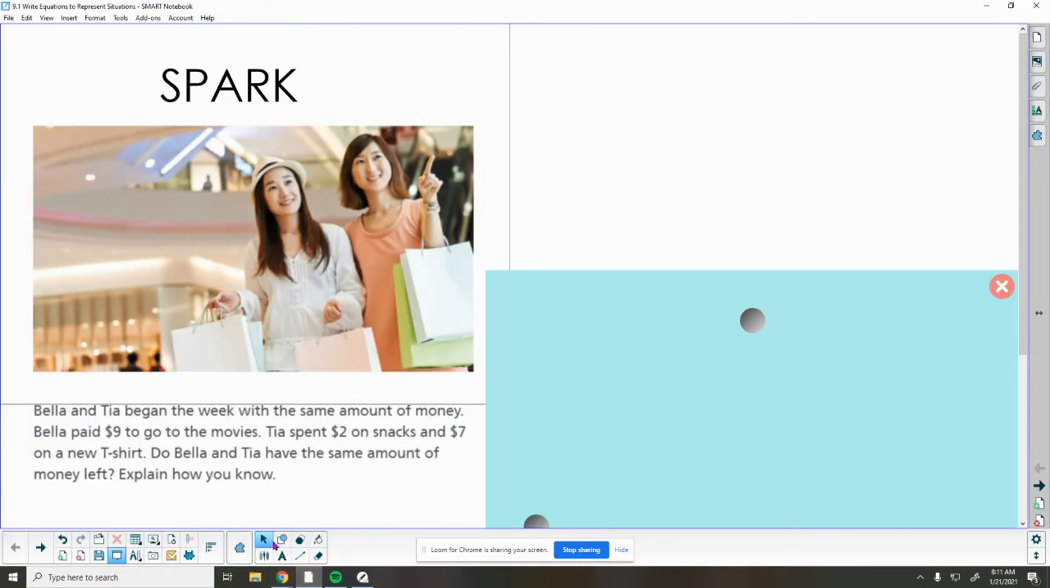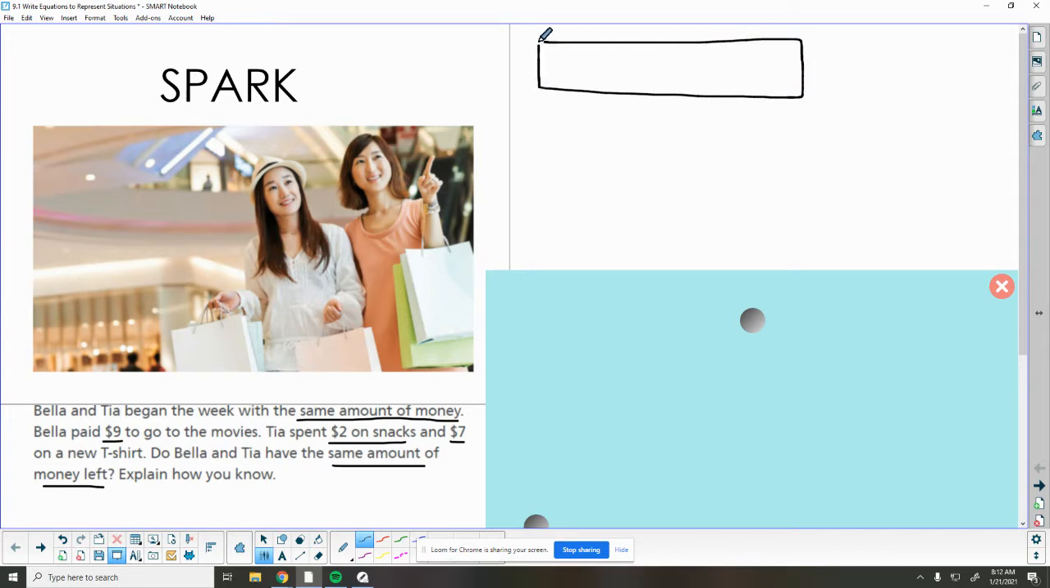So Bella and Tia started the week with the same amount of money. So that's important to know. They started with the same. Bella paid $9 to go to the movies. Tia spent $2 on snacks and $7 on a new shirt. Do Bella and Tia have the same amount of money left? Explain how we know.